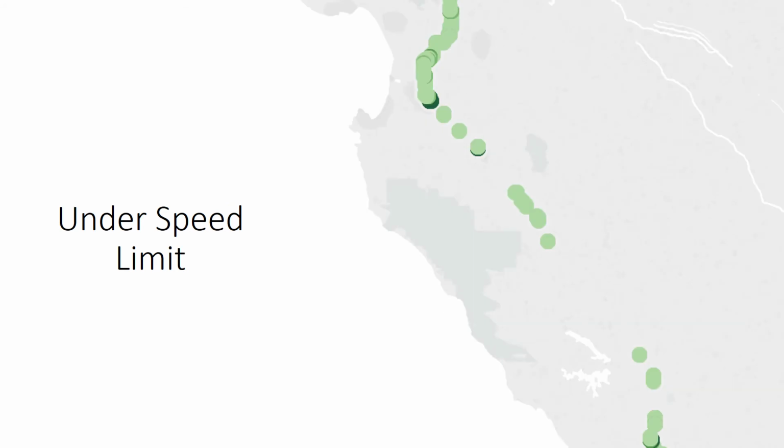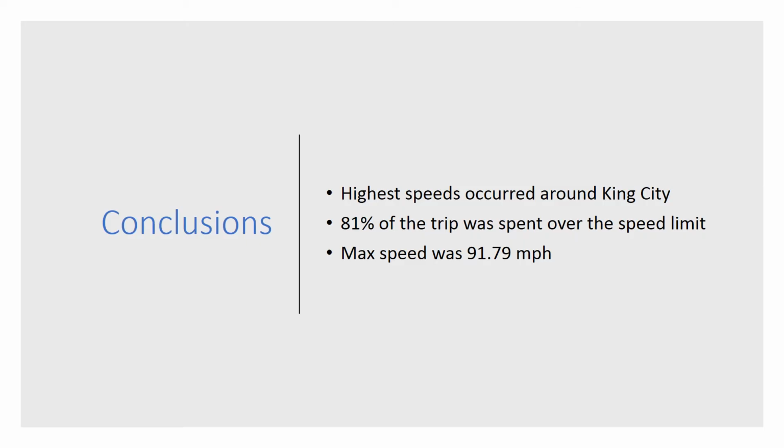This is a map of all the points where I was traveling below the speed limit. As you can see, there are a lot more gaps in this path. From my memory and experience, the areas where I was below the speed limit are areas where there often tends to be traffic, which would have caused me to drive slower. In this map, the darker the color, the slower I was driving.